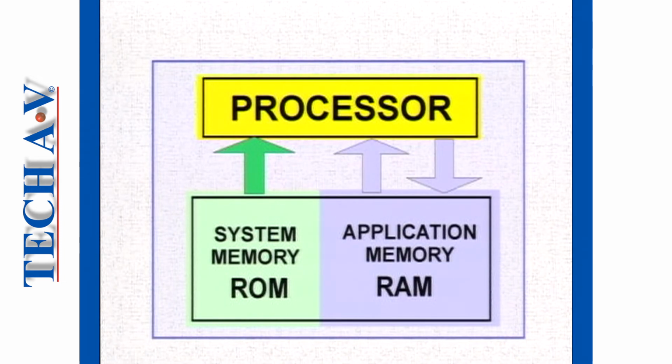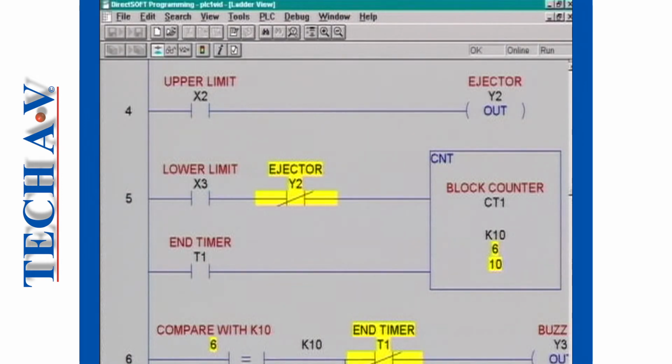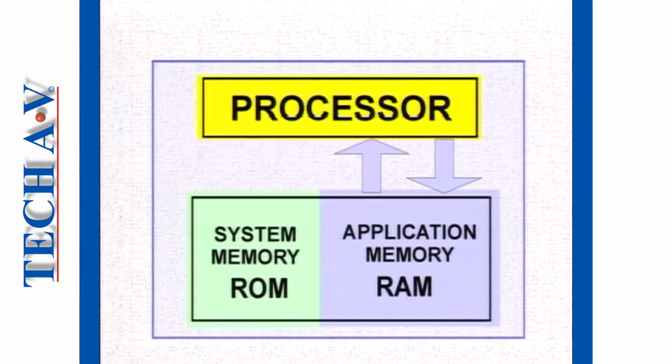Now let's look at the application memory, or random access memory, simply called RAM. Information is stored in RAM concerning the input, output, and logic processing that takes place when the PLC executes the ladder logic program. Unlike the ROM, or read-only memory, which is only able to be read by the processor, the RAM, or random access memory, can be either read from or written to by the processor.